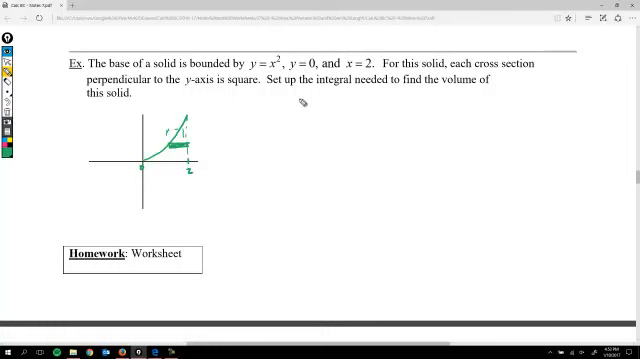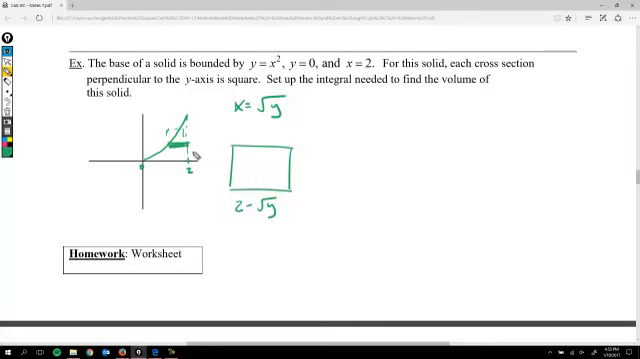So because I'm taking cross sections perpendicular to the y-axis, I need my equation in terms of y. So I'm going to solve for y. And because I'm only looking at the first quadrant, so everything's positive, I'm just going to look at the positive square root of y. Well, if I think about what my square looks like in terms of its dimensions, remember, when you're doing area, we're still doing right minus left. So my right is 2, my left is the square root of y. So that's going to be the width right here, 2 minus the square root of y. That will tell me my width.